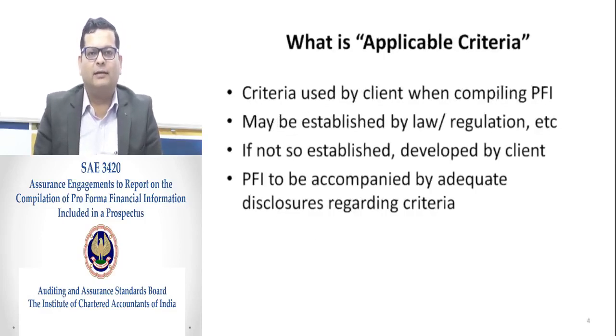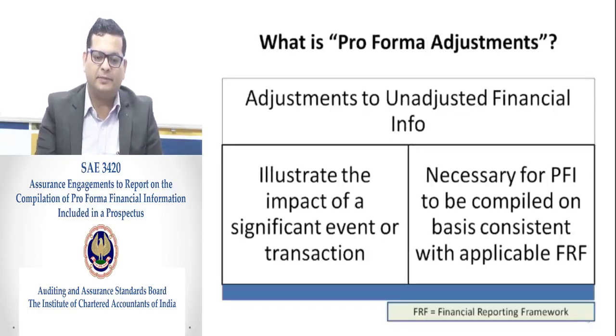Next, the standard also talks about applicable criteria. Typically, these applicable criteria you will find in the regulations, SEBI regulations, ICDR regulations, or REIT or InvIT regulations. If these criteria are set, the Proforma financial information will be prepared as per those criteria. If they are not provided, then the company or entity has to make assumptions and set criteria which will be disclosed in the financial statements, and that becomes the basis of preparation of the Proforma financial information.